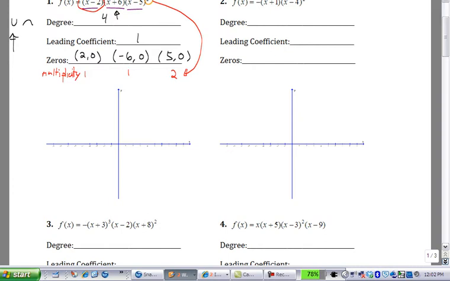So don't sketch this one. But the basic shape is going to be something like this. That's going to give you an idea of where to start. So next thing I do is I would indicate where the zeros are on the x-axis. So you've got 1 at 2, 0, 1 at negative 6, 0, you got 1 at 5, 0.